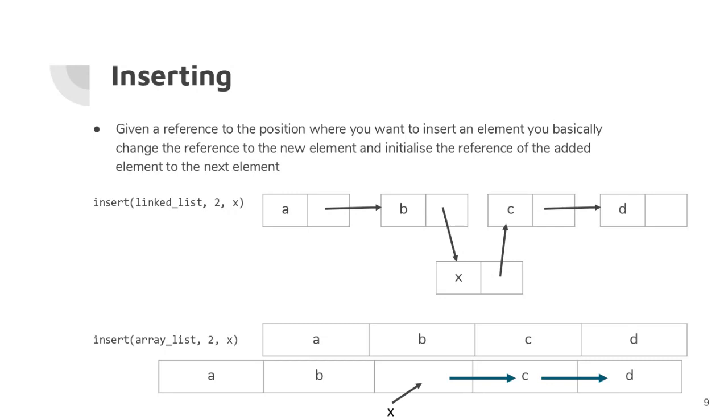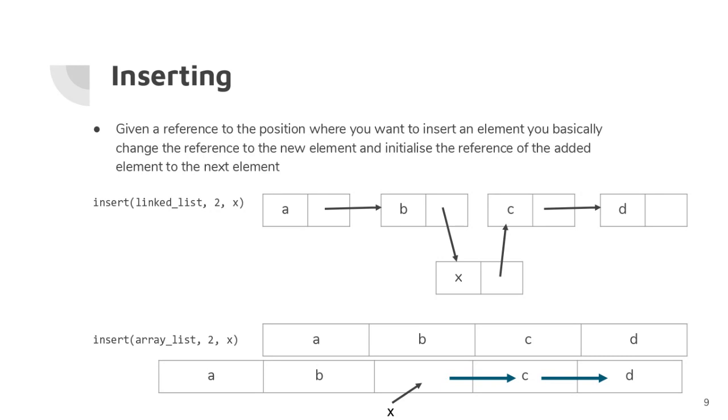So the first operation we're going to look at is insert. For example, if you have a list A, B, C, D, and you insert element X at position 2, or at index 2, it means, because you start with index 0, that you're going to insert X after B and before C. So if you have the array A, B, C, D, after this operation you will have A, B, X, C, D.